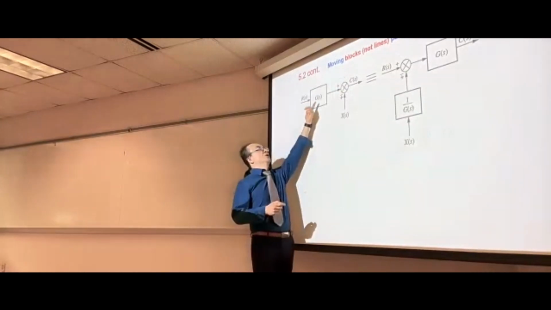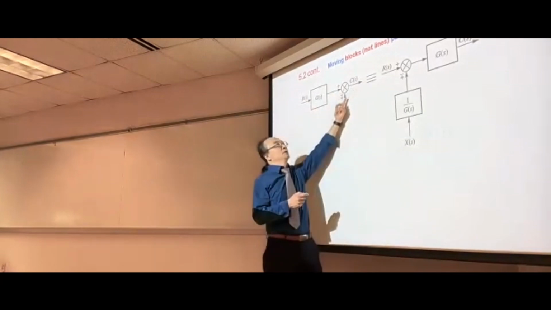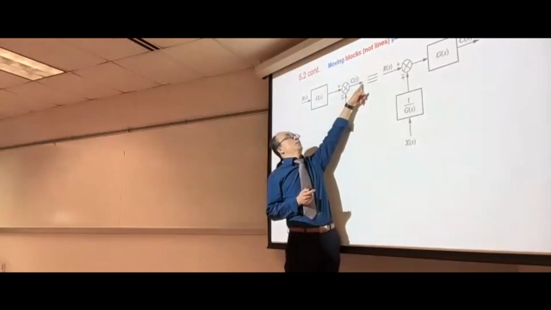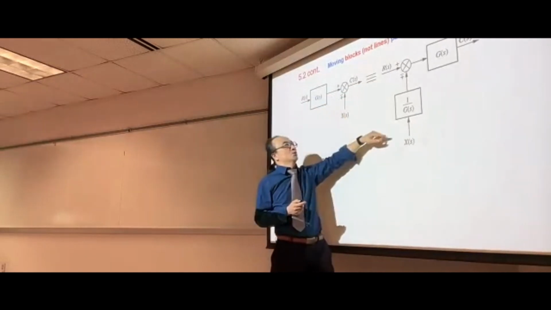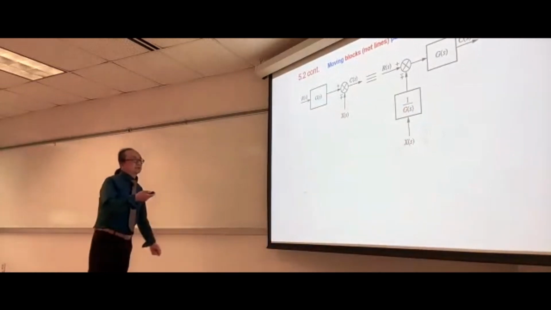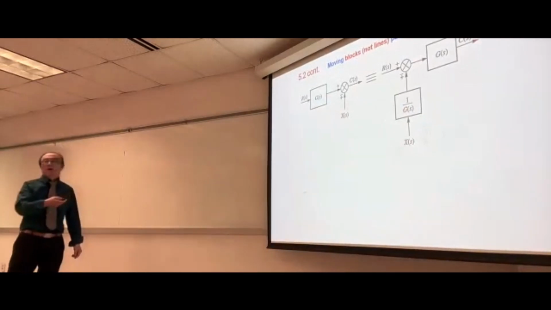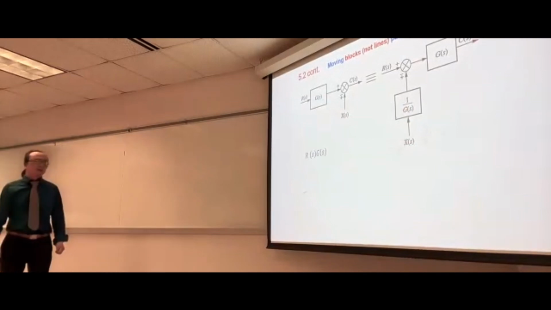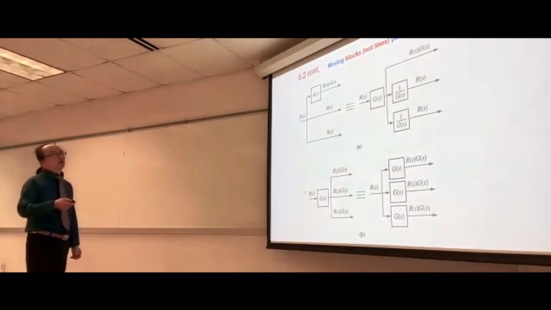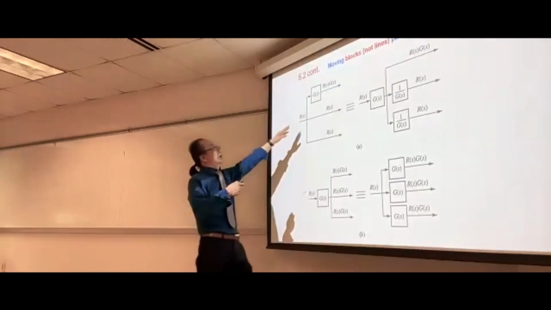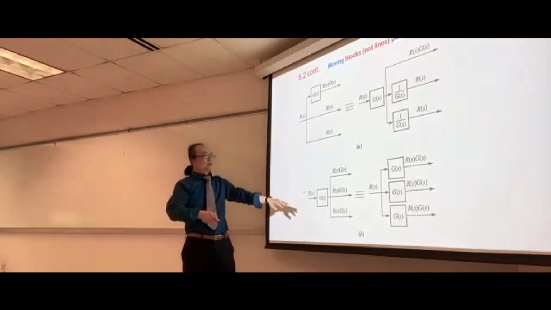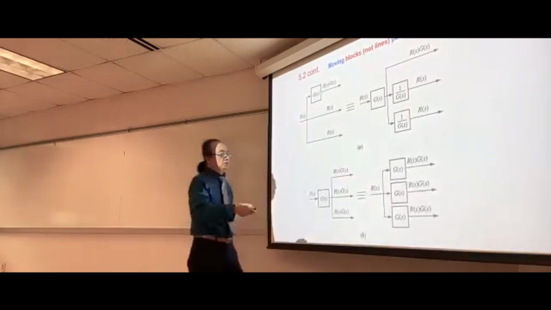Now, if you want to move G of S to after the summing junction, this time X of S is not supposed to get this G of S. That's why we need to divide by G of S, so that X of S is not going to get G of S after passing through it. And then when we look at the expressions, they are the same. For a pick-off point, if you want to bring it back, obviously we need to divide by those G of S, and then we need to bring everybody to this side.